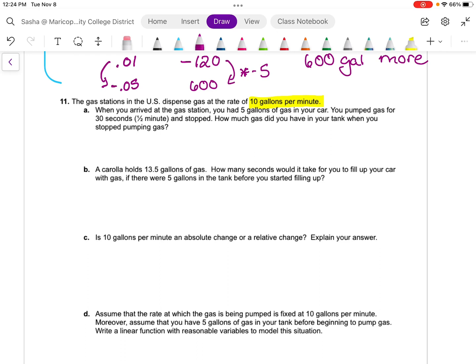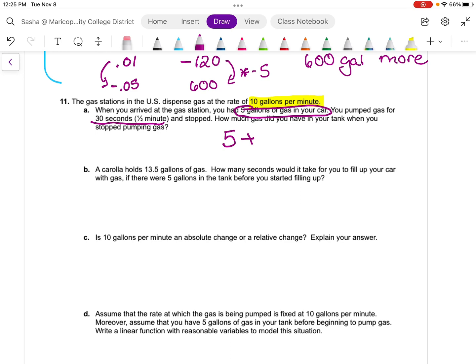So in this first one, we're told that we arrive at the gas station and we already have 5 gallons of gas in our car, and we only pump gas for 30 seconds. How much gas did you have in your tank when you stopped pumping? So I know I started with 5 gallons. So I'm going to say, okay, I have 5 gallons. And then for every minute that goes by, 10 more gallons get put into my car.